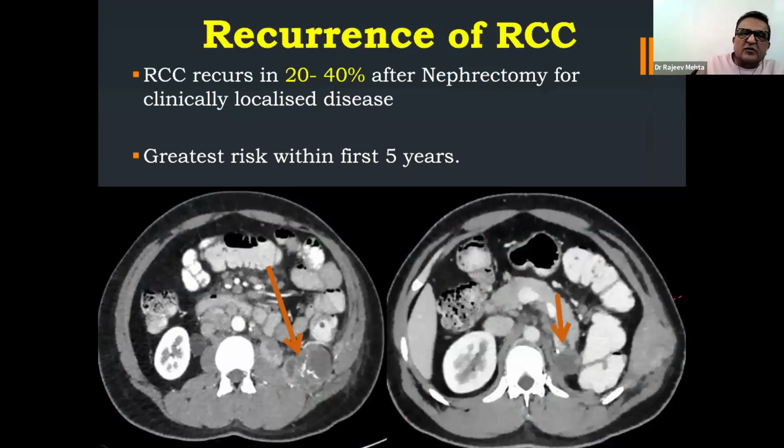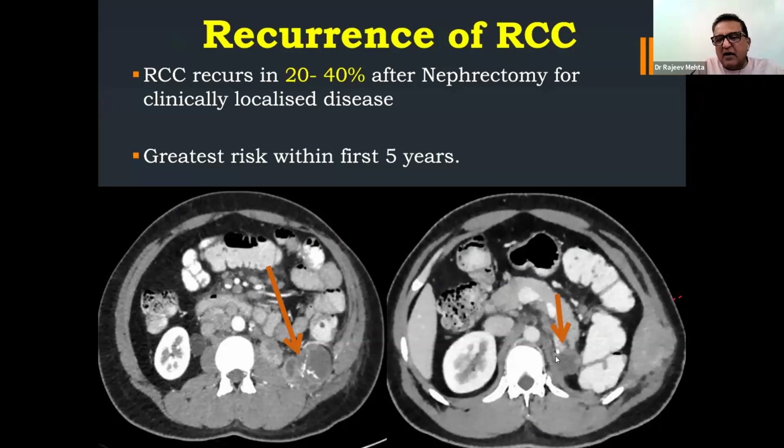Coming to the recurrence, almost 20 to 40% of RCCs recur after nephrectomy for clinically localized disease, and the greatest risk of this recurrence lies in the first 5 years after the diagnosis. In this particular case, you can see a mass in the empty left renal fossa with multiple nodular enhancing soft tissue in the vicinity of the aorta and IVC, which are the paracaval and paraortic lymph nodes.